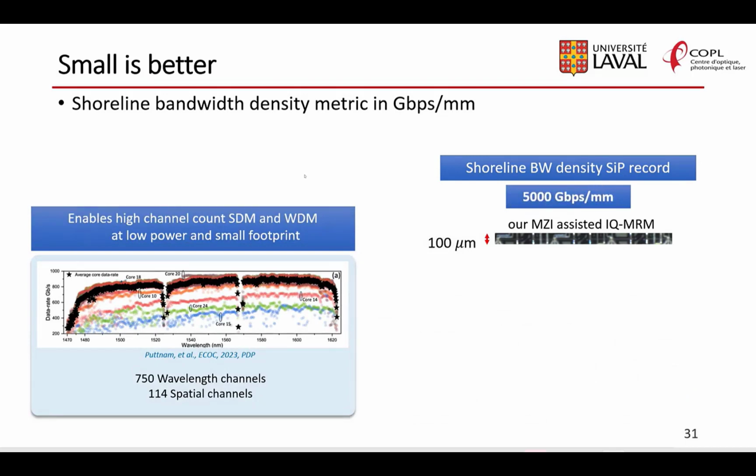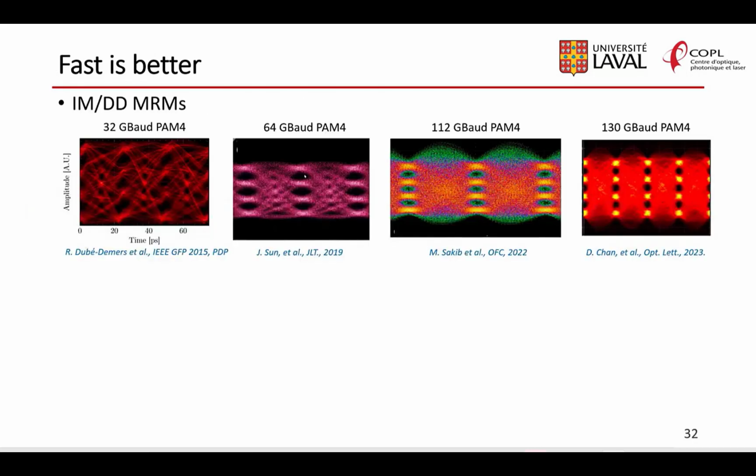Why is this important? Why is small so important? Well, I'll just give you one extreme example. One way to push the capacity over a single fiber is, of course, to use multiple wavelengths, but also perhaps to use multiple spatial channels. And so there have been some hero demonstrations where we have 750 wavelengths over several bands and 114 spatial channels. So imagine having to have transceivers for each one of those channels. Of course, you need small size, you need small power consumption. And so that is why microring modulators are of such intense interest.